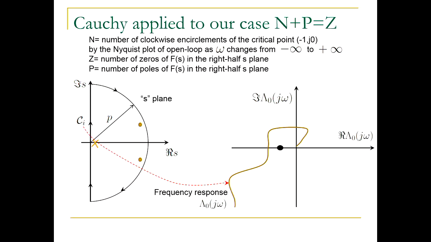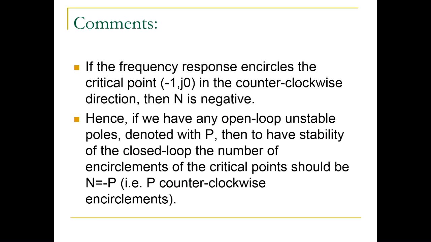Okay, so just some comments. Whenever I say frequency response, I mean the frequency response or Nyquist plot of lambda 0, the open loop transfer function, right? If it encircles the critical point counterclockwise, then n is negative. So if we have any open loop unstable poles denoted by P, then to have stability of the closed loop, the number of encirclements of the critical point should be n equals minus p.